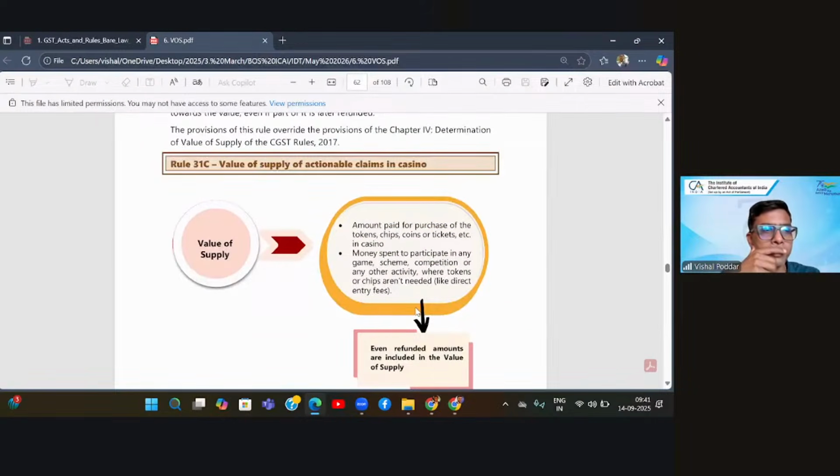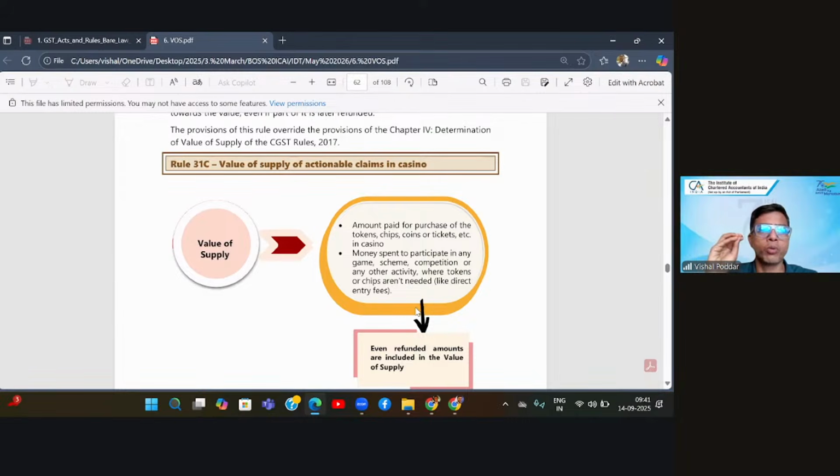Yes, proceed. Yes, sir. Value of supply of actionable claims in casino as per Rule 31C. Amount paid for purchase of tokens, chips, coins, or tickets, etc. in casino, plus money spent to participate in any game, scheme, competition, or any other activity where tokens or chips are not needed, like direct entry fees. Even refunded amounts are included in the value of supply.